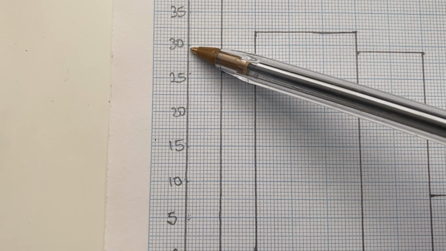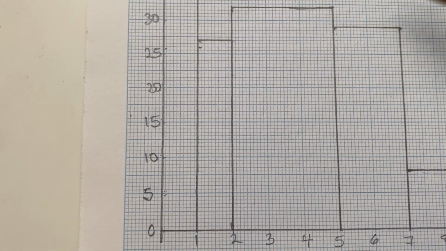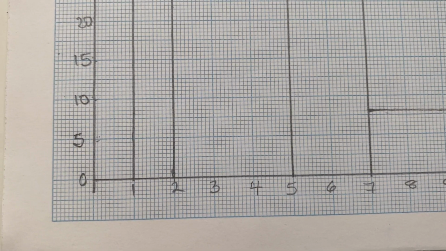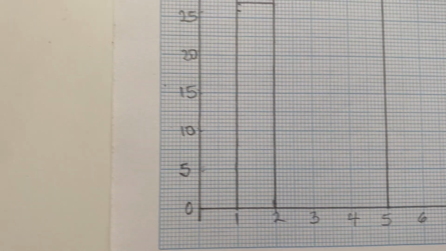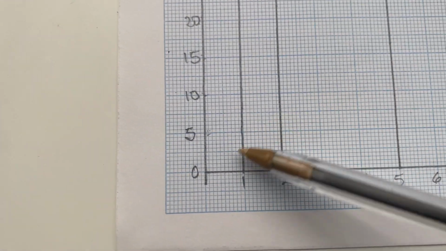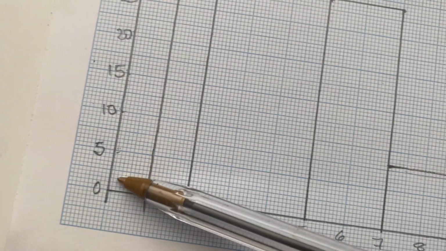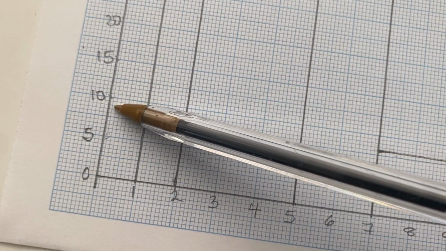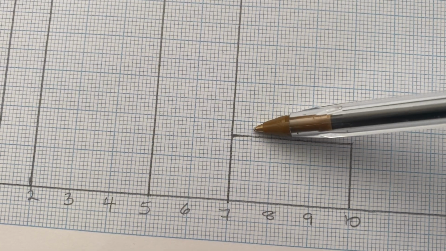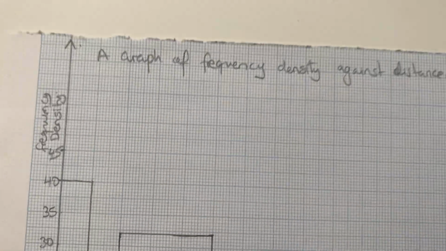So we need 2 boxes down. So that's 29. And then the last one, 7 to 10, our frequency density is 8. So that's 5. Okay, that's 10. So 9, 8. So that is where I put my 8. That is my 8. So that is my histogram.